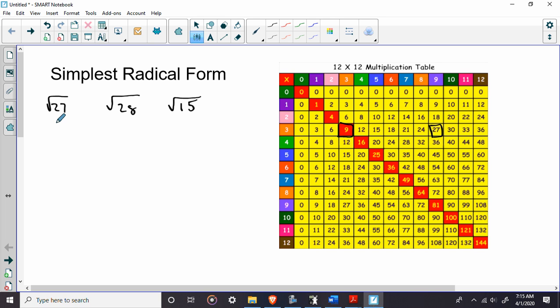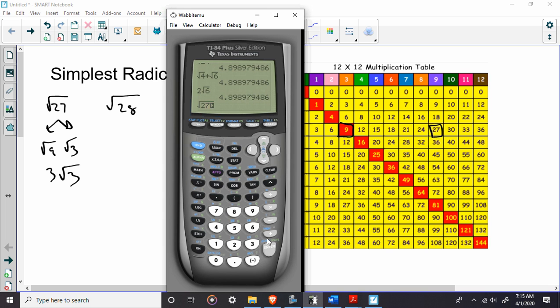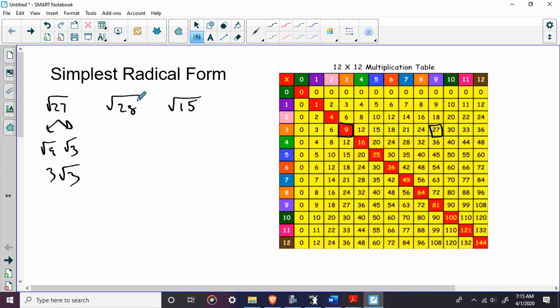So what we can do is we can break this down to radical 9 times radical 3. My suggestion is you always put the perfect square, the red number, first. Radical 9 is 3. And radical 3 is radical 3. Okay, so again, let's double check that. Well, the square root of 27 was that mess. And 3 times radical 3 is still that mess. Good?